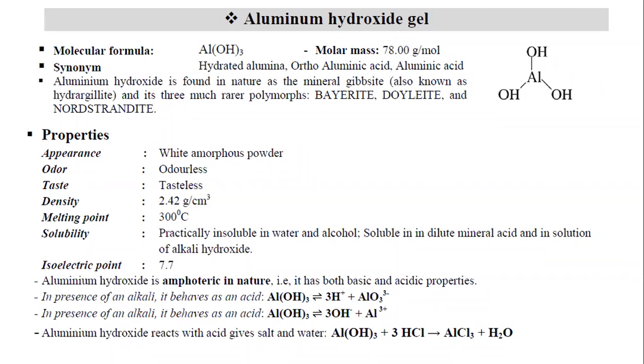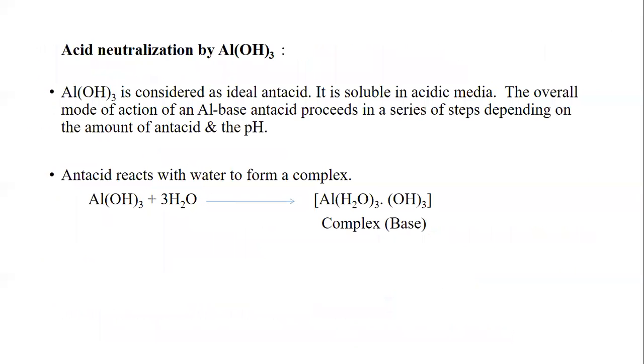Coming to its reaction, it reacts with acid and gives salt and water. That is Al(OH)3 reacts with acid, that is HCl, to give you a salt, that is aluminium chloride, AlCl3, plus water. So these are the properties, molecular formula and synonyms of your aluminium hydroxide gel.